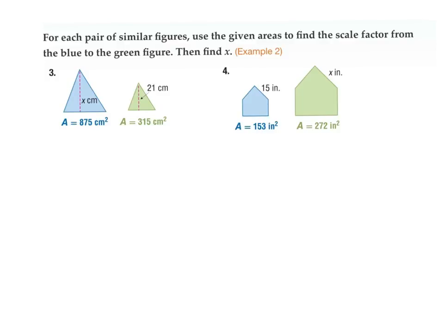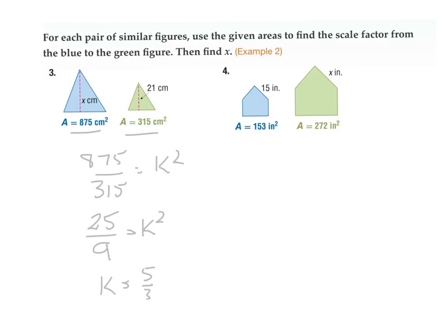So let's have a look at example 3. Now you've been given the two areas, so let's make your ratio and proportion. So 875 over 315, and following the previous example, that equals k squared. If we simplify that down, you get 25 over 9. That would be done in your calculator. That equals k squared. Take the square root of both sides, so k is going to equal 5 over 3.